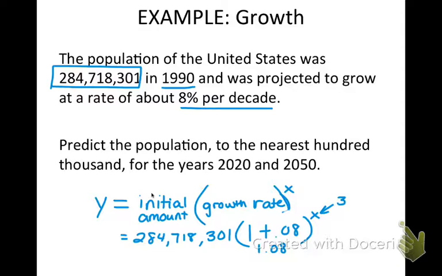So 284,718,301 times 1.08 to the third power, and we get a very large number, because we're talking large numbers and we're getting bigger. I'm going to write it up here. I'm getting 358,663,060.4. Put in my commas. So we now have gotten how many people?